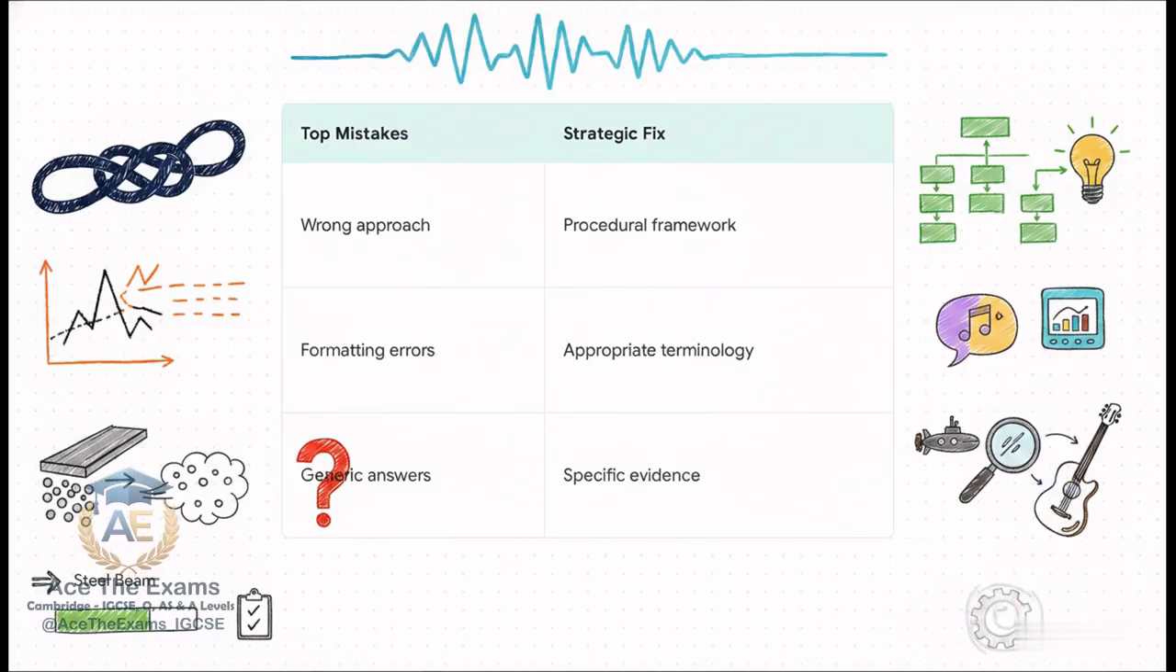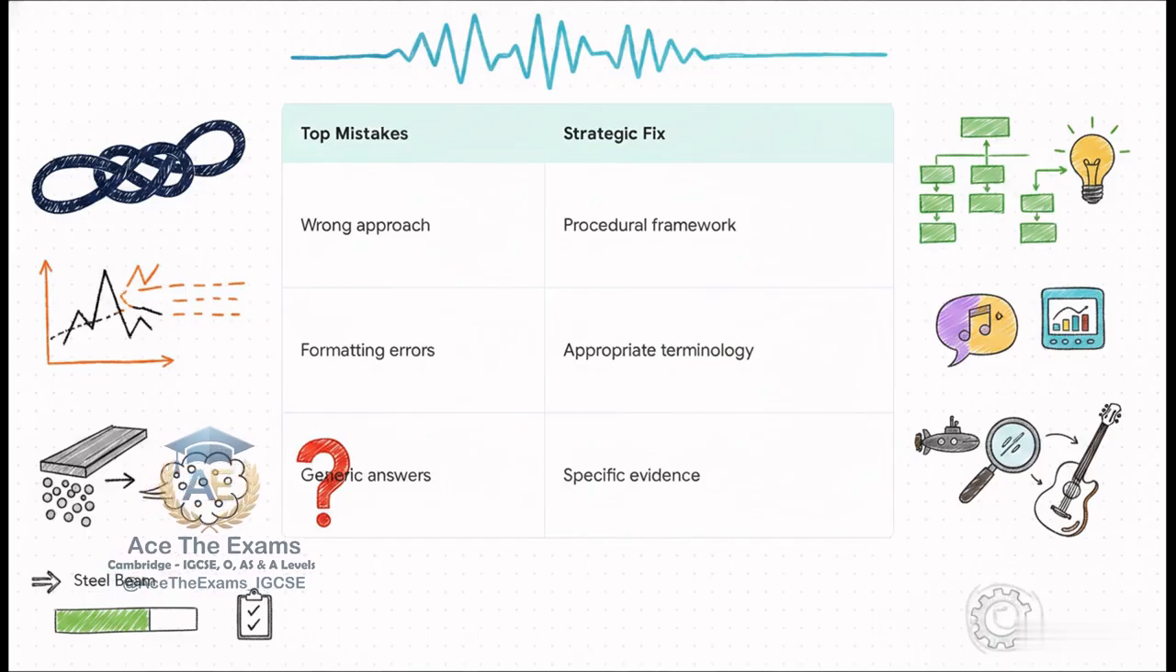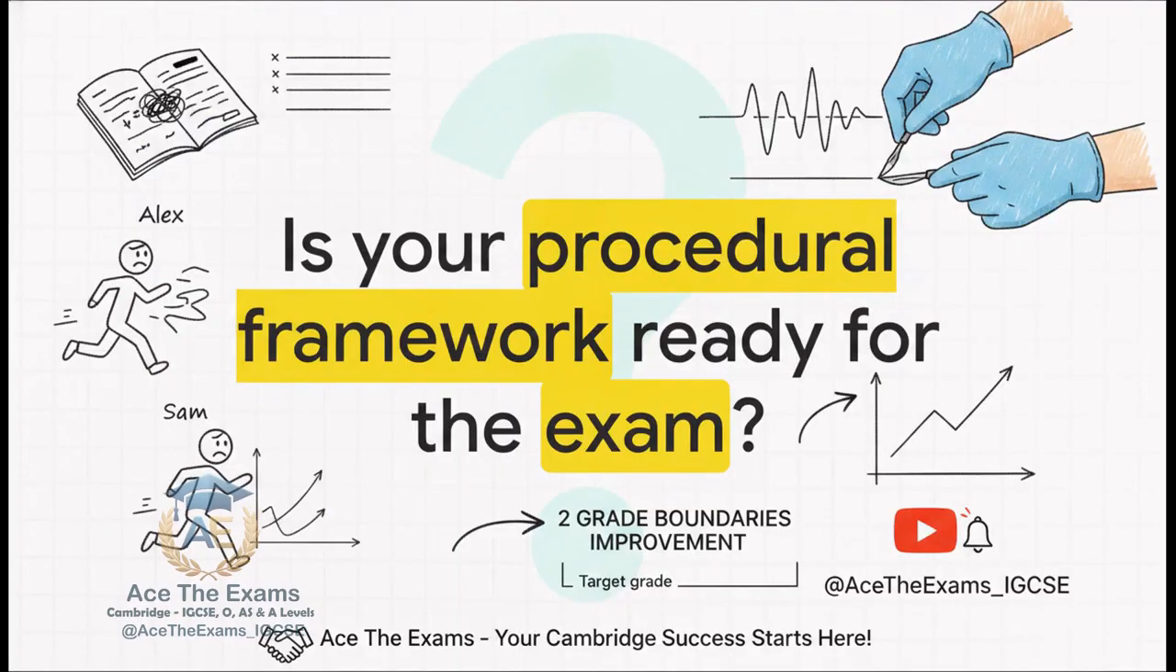Point, sound is a mechanical wave requiring particle interaction. Evidence, steel is a solid, air is a gas. Explanation, particles in steel are packed closely together, allowing vibrations to transfer energy much faster than the widely spaced particles in a gas. Link, therefore the speed of sound is significantly higher in the solid medium of steel. Boom. Perfect marks.